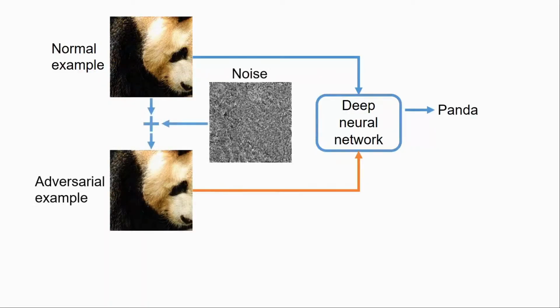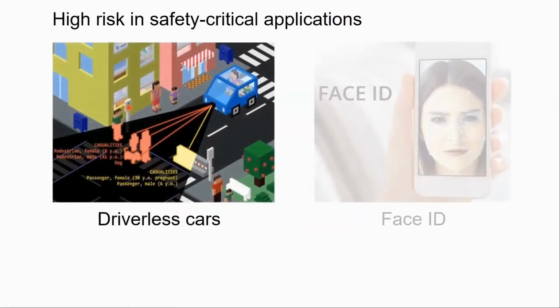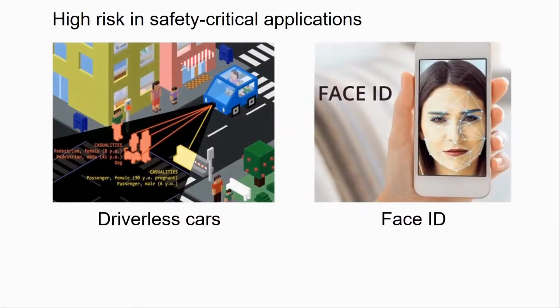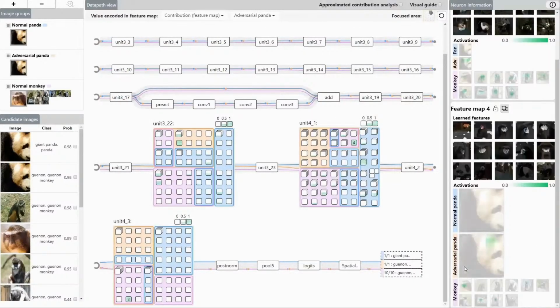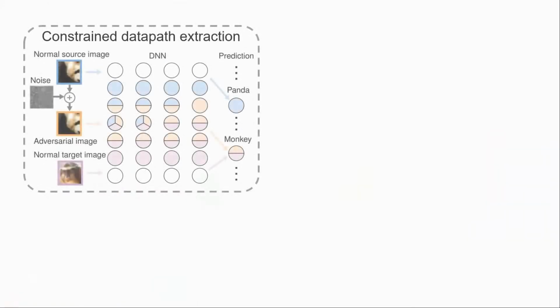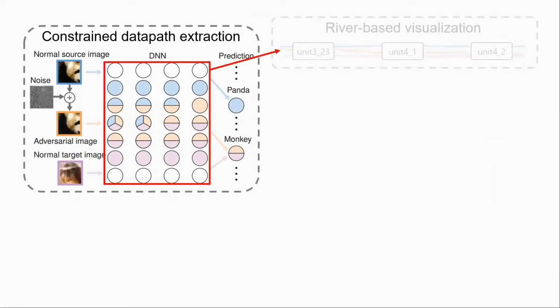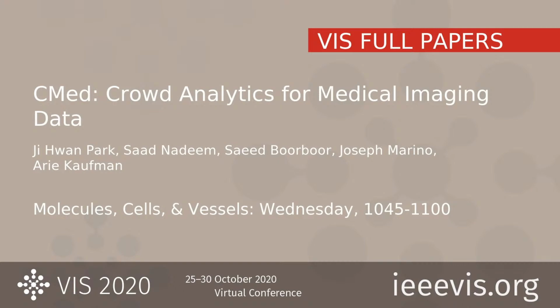Deep neural networks are vulnerable to maliciously generated adversarial examples. This brings high risk in applying these networks to safety-critical applications. We develop a visual analytics approach to explain the root cause of such wrong predictions. Our contribution contains a constrained path extraction method, a river-based visualization, and a contribution analysis method.